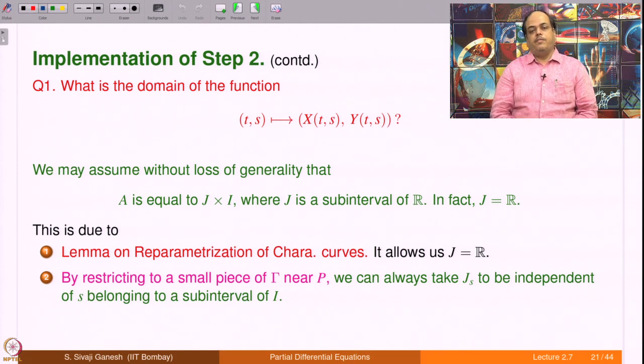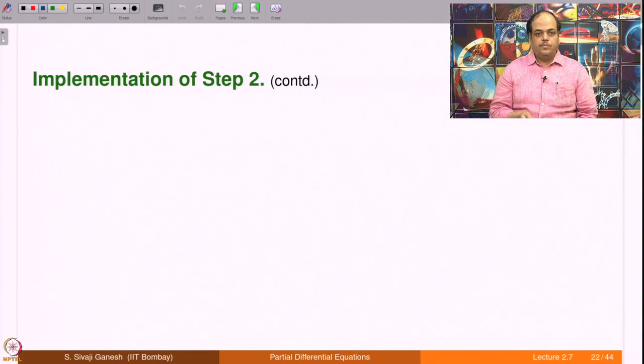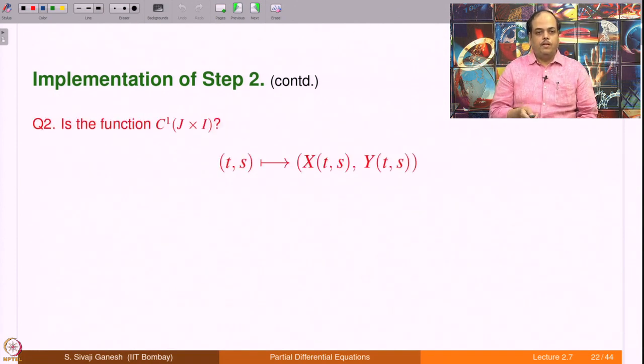This idea comes when one discusses differentiable dependence, or continuous dependence, of solutions on the initial data. See the ODE book by Wolfgang. In fact, this is a good book, and we will be referring to it at least once more in this lecture. Okay, done. So the domain is R cross I, or R cross some subinterval of I if you follow Wolfgang's approach. If you follow our approach, it is R cross I.